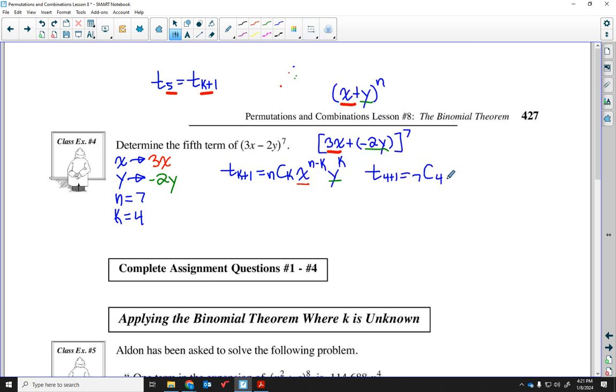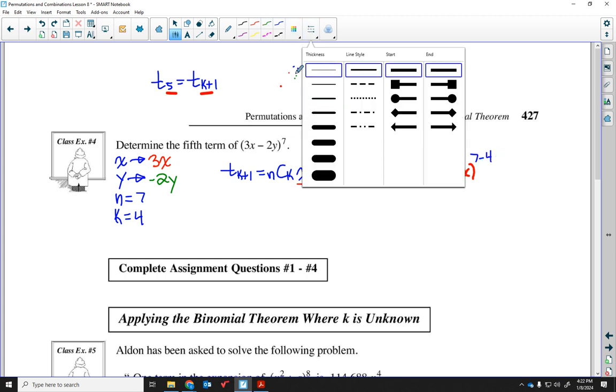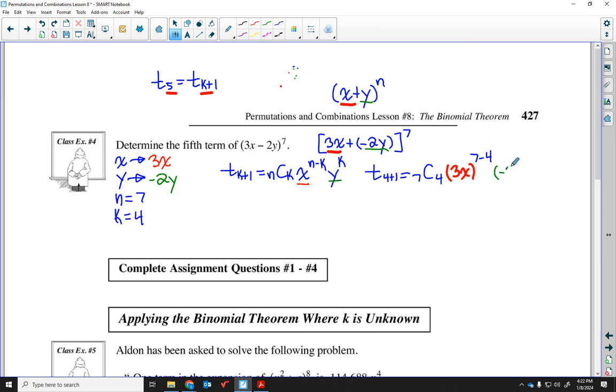Okay, now I do my substitution. It's not x, it's in brackets 3x. And we're going to raise that to the power of n minus k, which is 7 subtract 4. And it's not y, it's negative 2y. So we're going to have negative 2y all to the power of 4. And now it's just a matter of correctly simplifying this. First of all, it's not t4 plus 1, it's now term 5 would be equal to 7 choose 4, which is equal to 35.